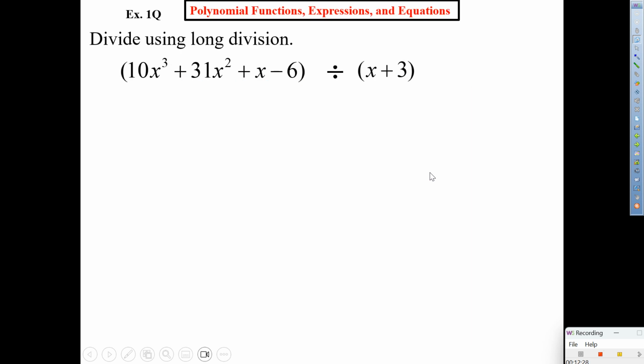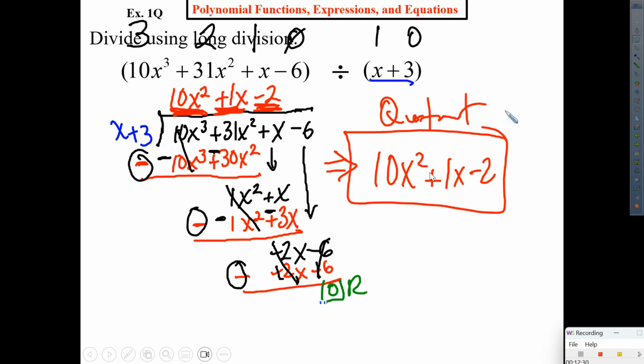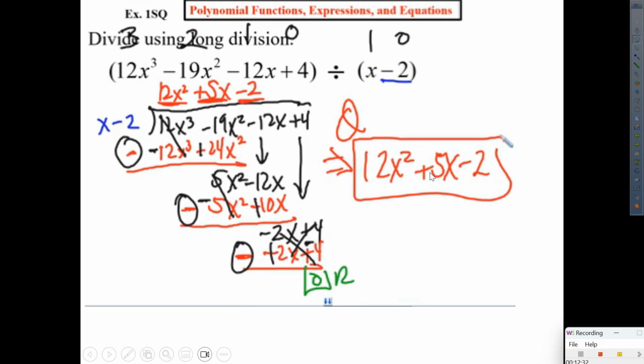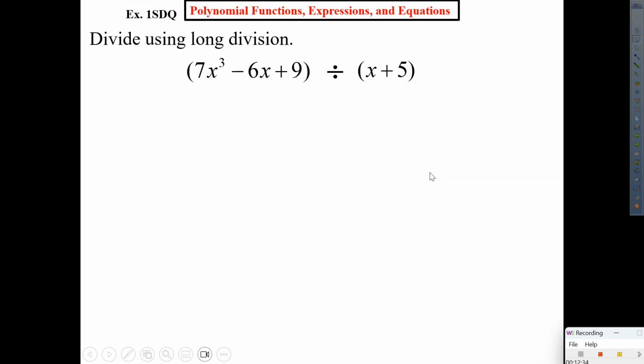All right, good. Did we cover this one? Yes. Did we cover this one? Yes. And we ended up with this one. So let's do this one more time. Write it down on your paper. Example 1, super duper Q. 7x cubed minus 6x plus 9 divided by x plus 5. This one's going to have all the components, including the fraction at the end, if there's anything left over or remaining.